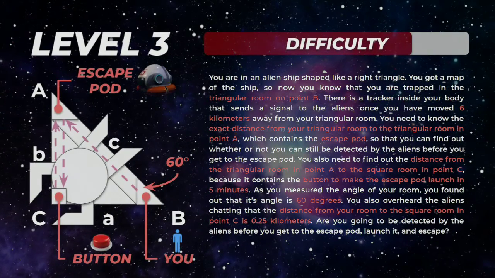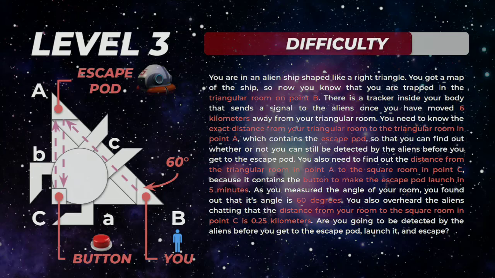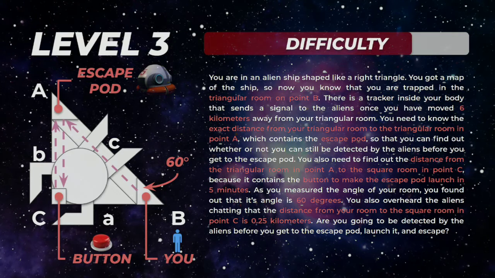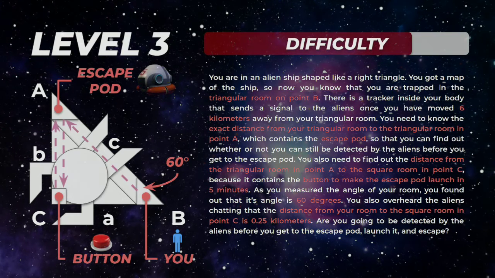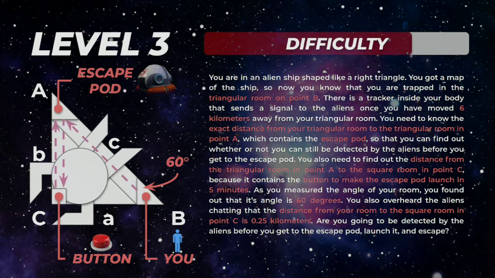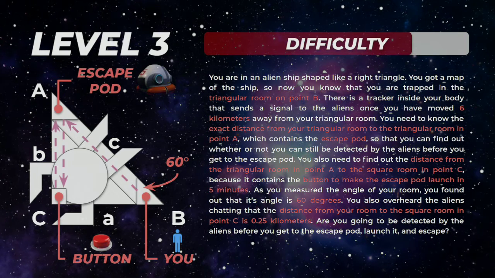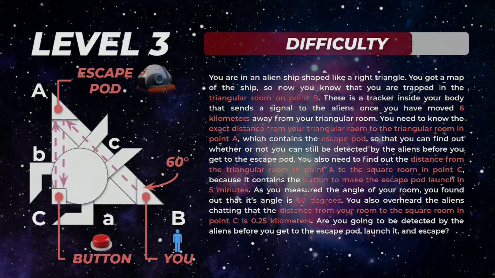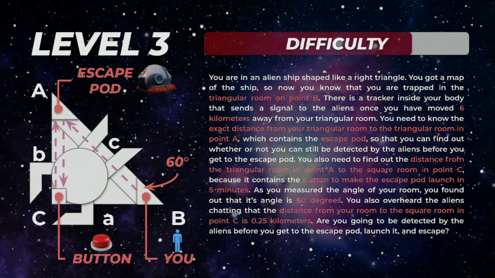Level 3. You are in an alien ship shaped like a right triangle. You got the map of the ship, so now you know that you are trapped in a triangular room on point B. There is a tracker inside your body that sends a signal to the aliens once you have moved 6 kilometers away from your triangular room.